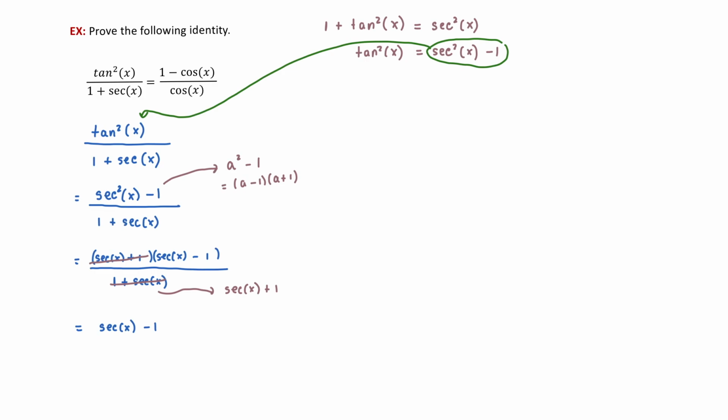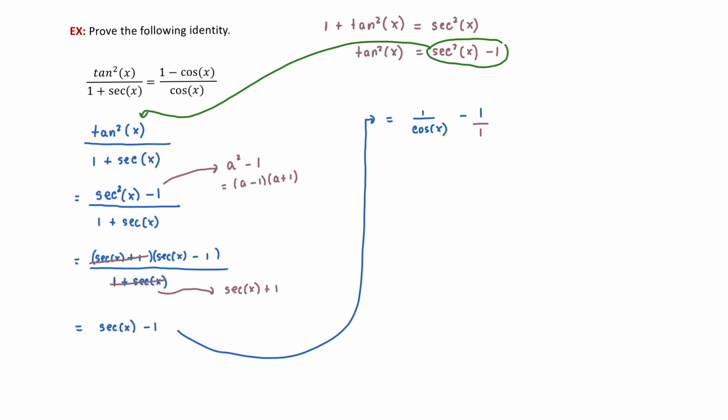Now, when I take a look, this is what I have, and I look at the right side, I still don't see a match. That means that I need to continue working this result here. And I can do that by thinking about the reciprocal identity, because I want a fraction. I have a fraction on the other side. So I know that secant x is the same as 1 over cosine x by reciprocal identities, and then minus 1.